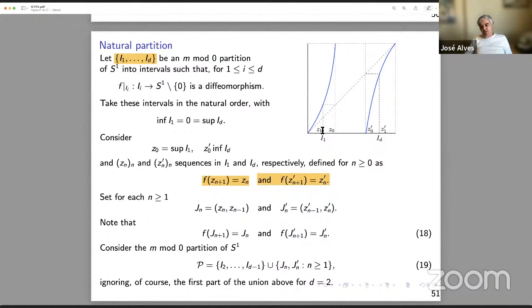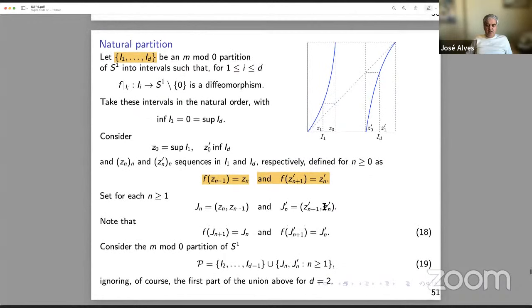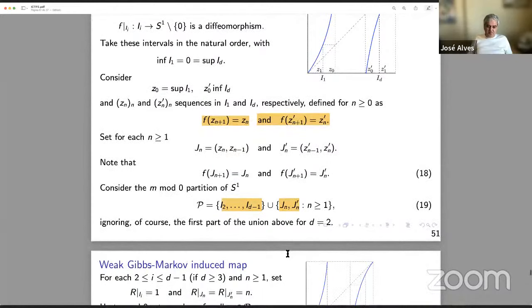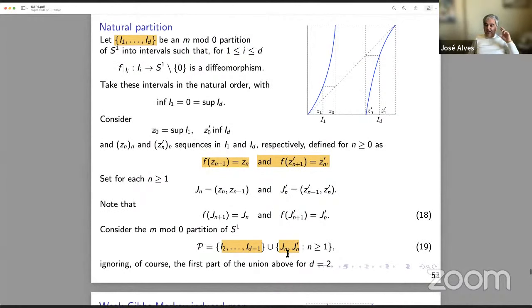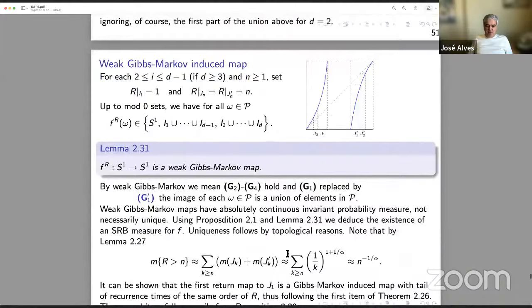And so we define intervals similar to what we did before, and we consider these natural partitions. So they are the intervals between 2 and d minus 1, if they exist; if they don't exist, forget this first part of this union. And you consider the intervals Jn and Jn primes, which have similar properties to the ones I considered before, so now on both sides. And now inducing: if you try to do what I did before, we have problems. It's not simple to induce now and obtain a Gibbs Markov map. We obtain a weak Gibbs Markov map, and that's what I'm going to tell you to finish this presentation today.